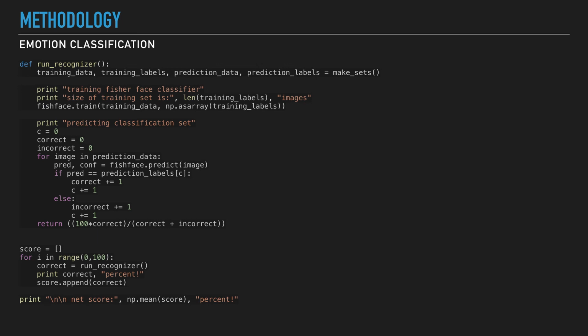Now we run this 100 times to achieve a good accuracy, and we finally print the average accuracy. This will determine whether our model is good enough or needs to be trained more.